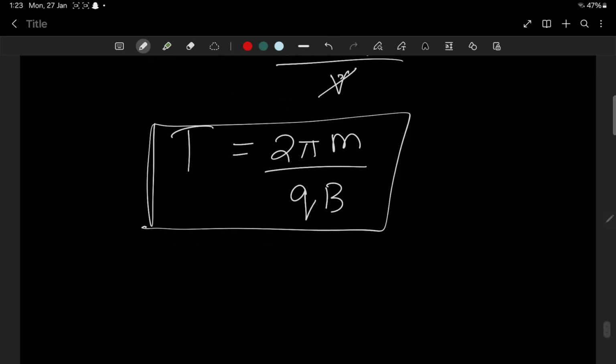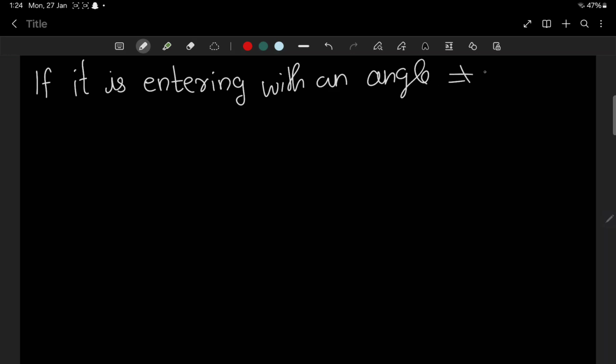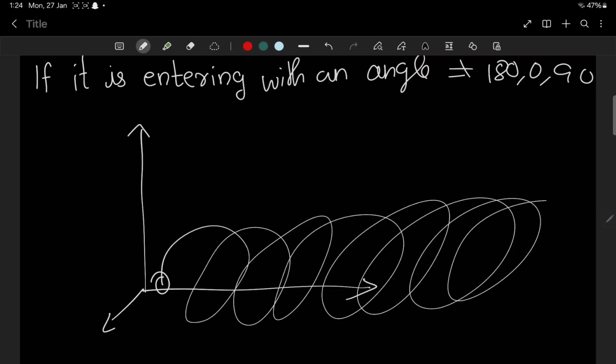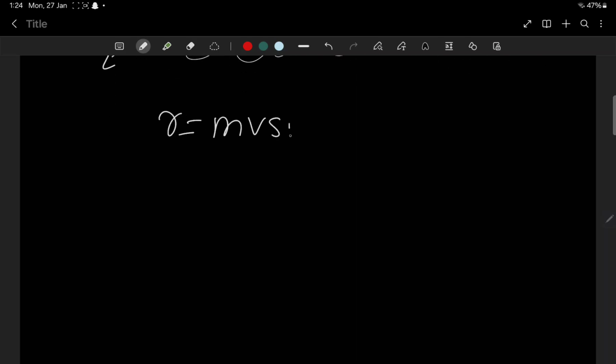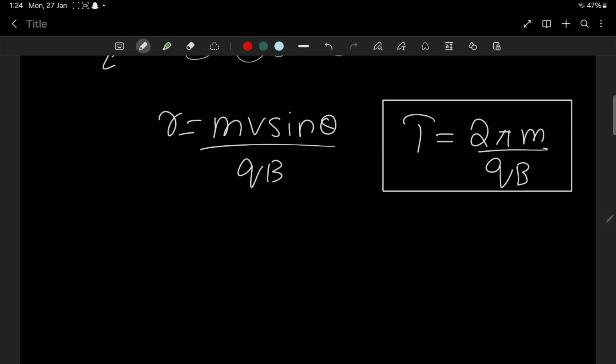Now rearrange this to find the other thing. Look, here we considered a charge entering perpendicular to the magnetic field. If it enters with an angle other than 180, 0 and 90, then its path will be a helical path. It will have a rotational motion as well as a forward motion. Then R is given by mv sin theta, because only the perpendicular component we take, by qB, and the time period is 2 pi m by qB. Here the time period is independent of the radius and the velocity. So no problem.